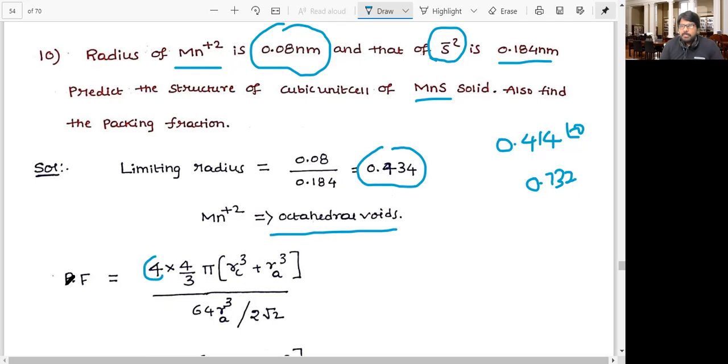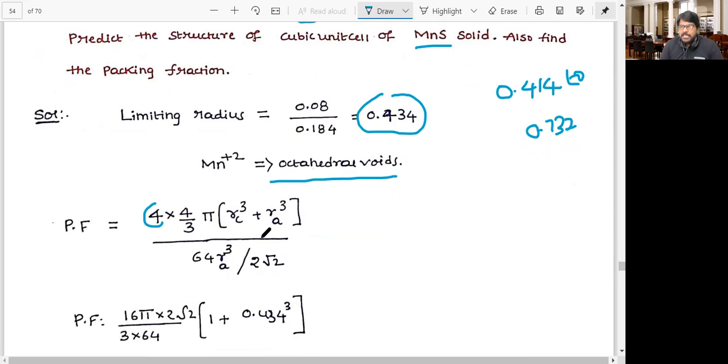But he's asking about packing fraction. Do you remember packing fraction? What is packing fraction? It is the volume of all ions divided by the volume of the unit cell. And we are taking the ideal calculation concept.